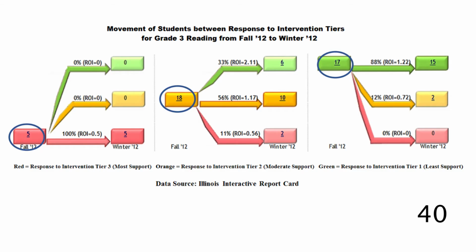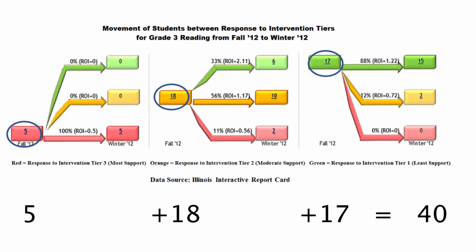Sure, the total number of students in this is 40. That's all our grade 3 students this year. There are 5 students who started in their Tier 3 programming in fall, 18 students who started in their Tier 2 programming in fall, and 17 students who started in the Tier 1 programming in fall.